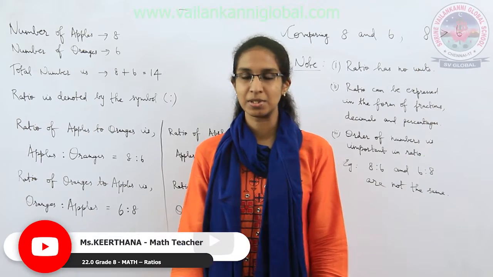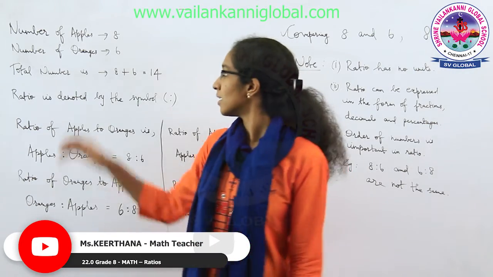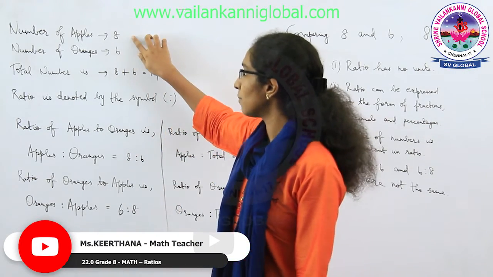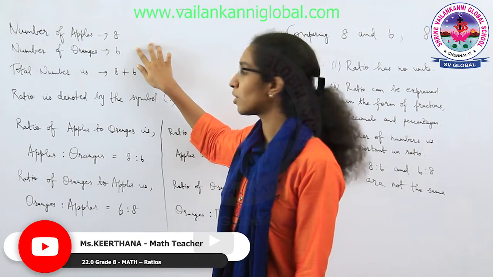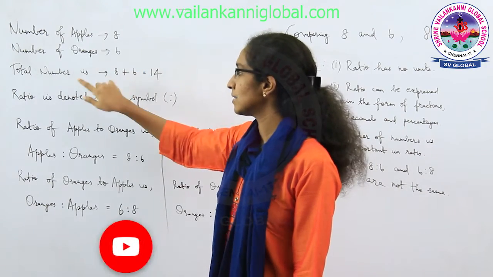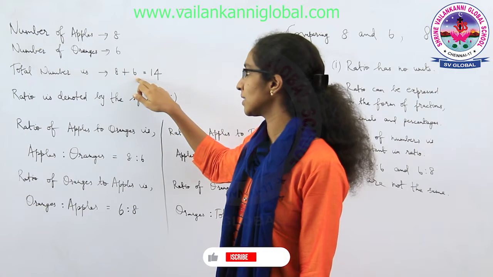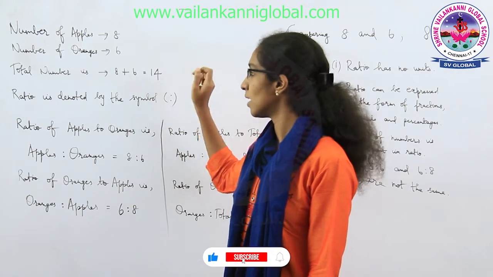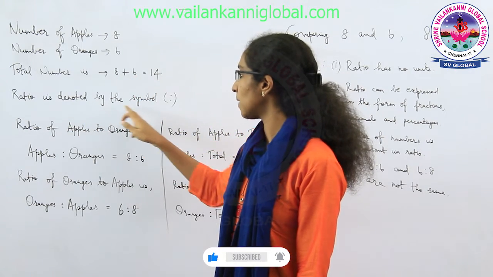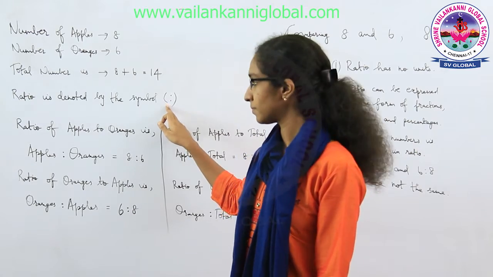In today's class, we will see about ratios. So in a fruit basket, number of apples is 8 and number of oranges is 6. Hence the total number of fruits is 8 plus 6, which will give us 14. Ratio is denoted by the symbol colon.